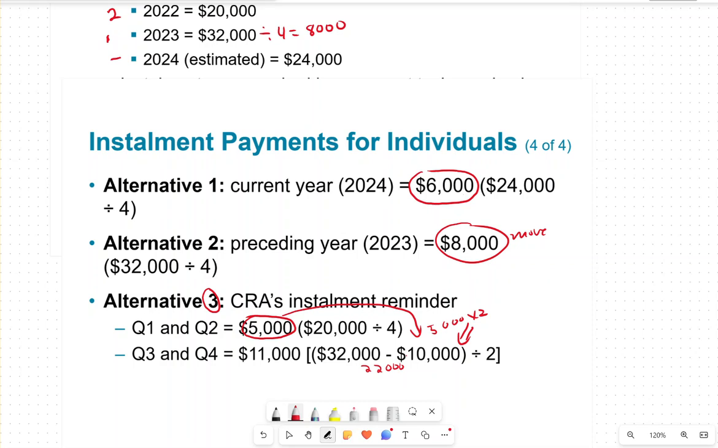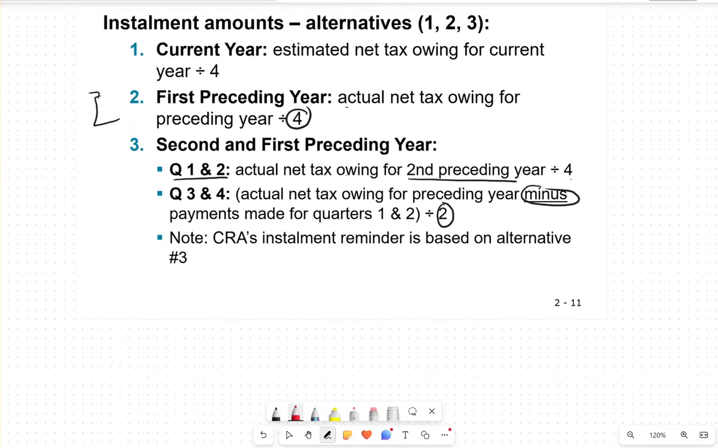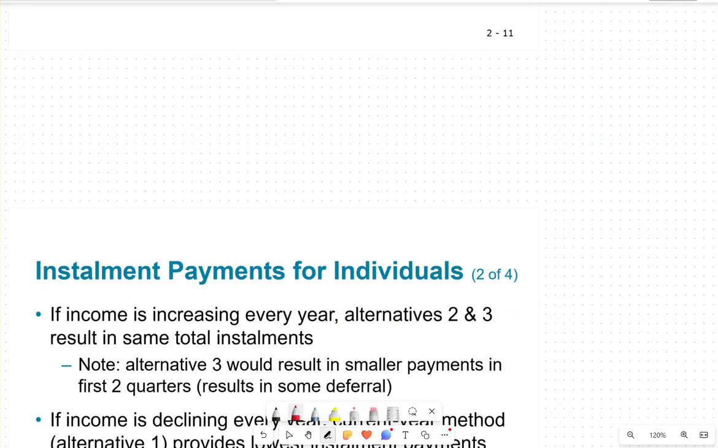22,000 divided by 2 gives you 11,000. So you're going to make your 10,000 payment here, and then you're going to make your 22,000 payment here. Altogether we're making 32,000 in payments. That's what I mean. So you could have first preceding year, second preceding year, and this is how we calculate it. What we want to do is, wherever we're making less installment, that's the alternative we will be taking.